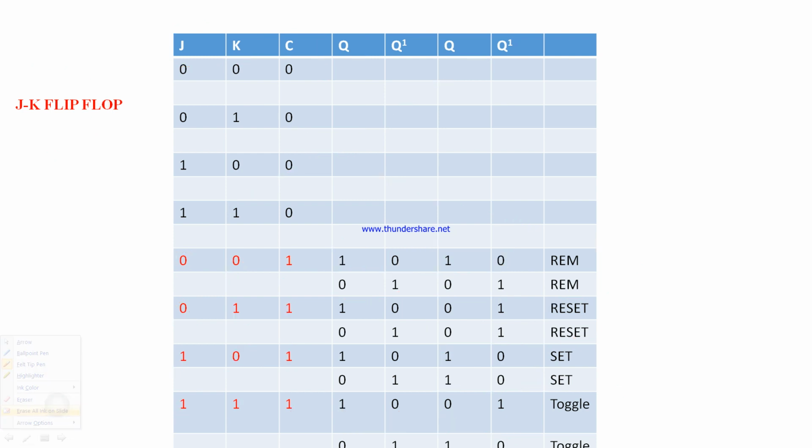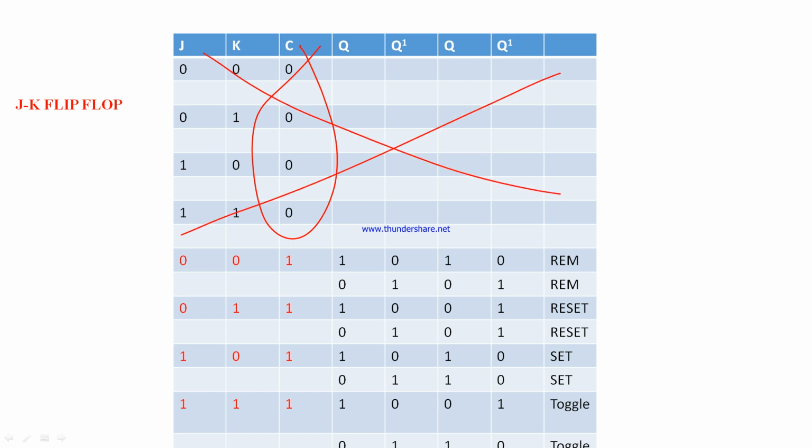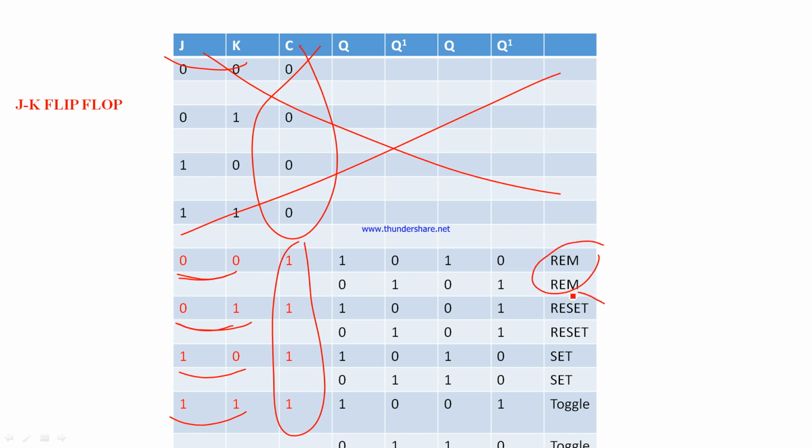Okay, let's recap all. As I mentioned earlier, the possibility of clock 0 we will not consider. We'll put our clock as 1. And then for the JK, we'll put 00, 01, 10, and 11. 00 is our remember state. Sorry, 01 is our reset state. 10 is our set state. 11 is no longer invalid, it is the toggle state. So 00, when we say remember, means for Q and Q dash, if it is 10, it will remain the same. If it is 01, it will remain the same.